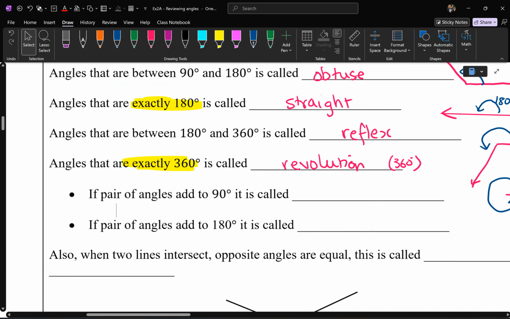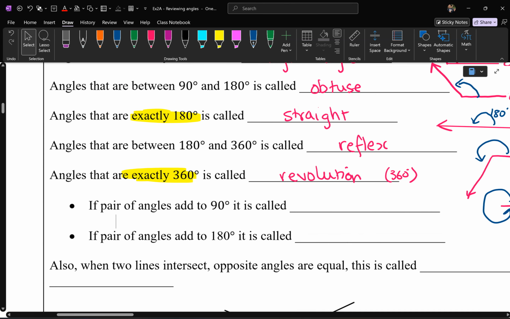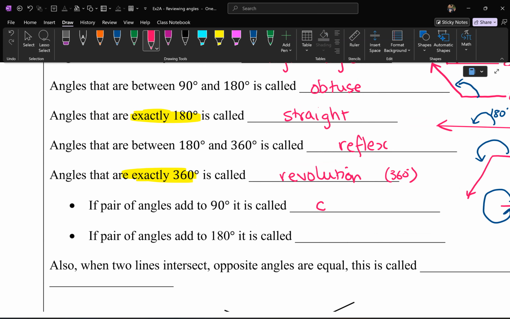The next two. Let's see if you know this. If a pair of angles add to 90 degrees, it is called, starting with C, hands up. Yes, Colleen?